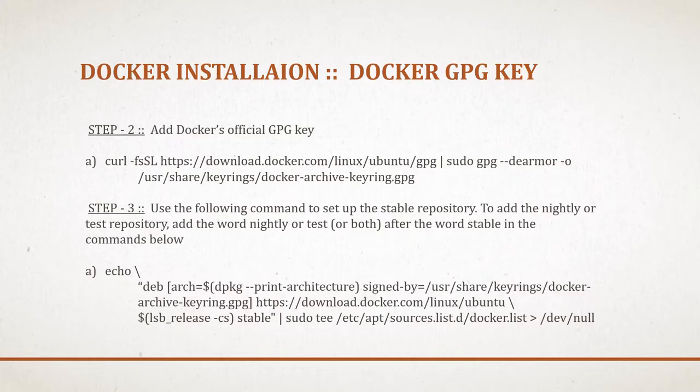Now we'll add the Docker official GPG key using curl. We'll go through download.docker.com, and from there we get the GPG keys. And in step 3, we'll set up a stable repository, and if you want the word nightly or test, then add the word beside stable here, and that will set up a nightly or a test repository, which is stable.